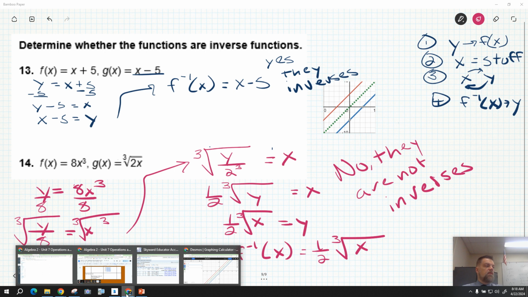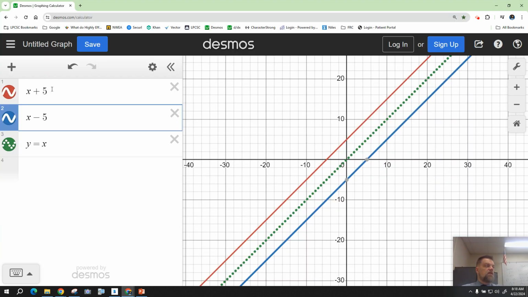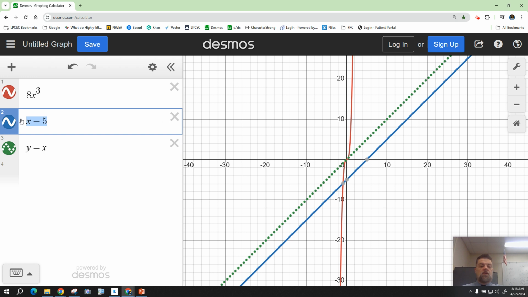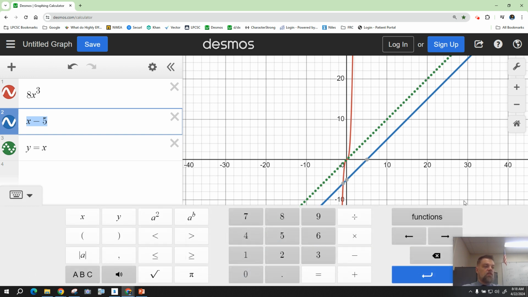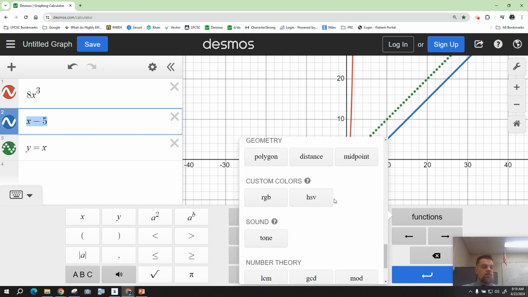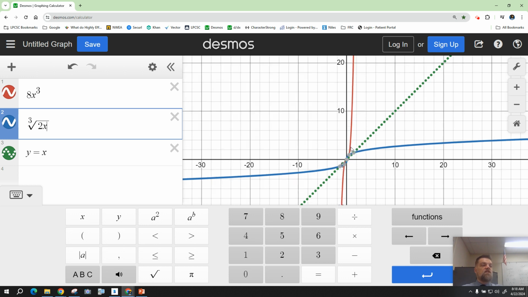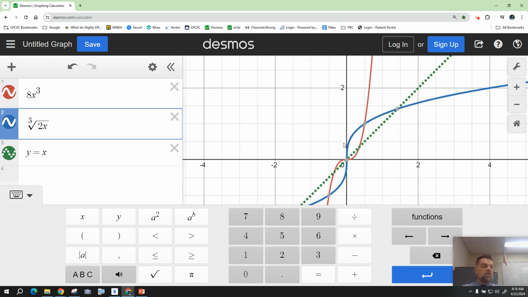Let's go back and do the other one now. So now for the first one, we've got 8x cubed. All right, that's that little deal. And then the other one, we've got the cube root. Now remember, to get the cube root, I got to click on this thing and go over here to functions, scroll all the way down to the bottom. There we go. So I'm going to plug in my 3, and then 2x. Okay. Now when I zoom in, I got to zoom in really tight.